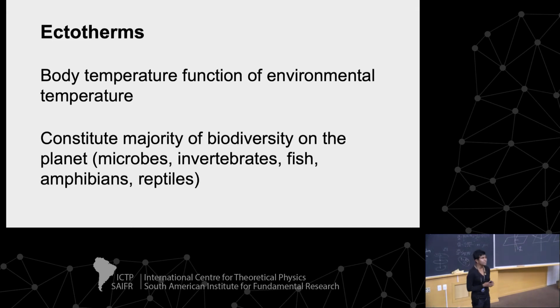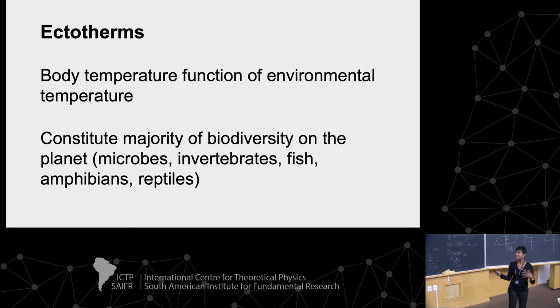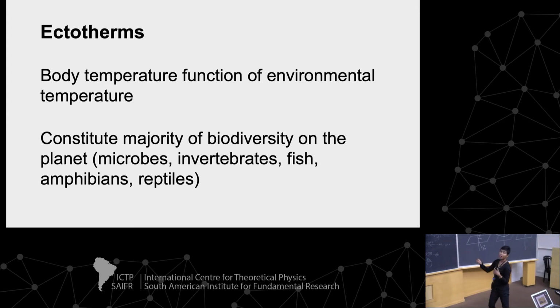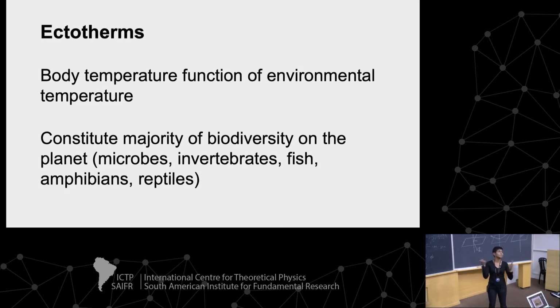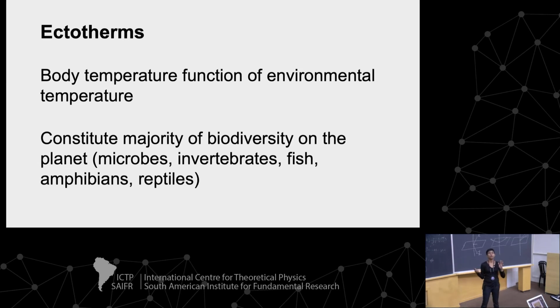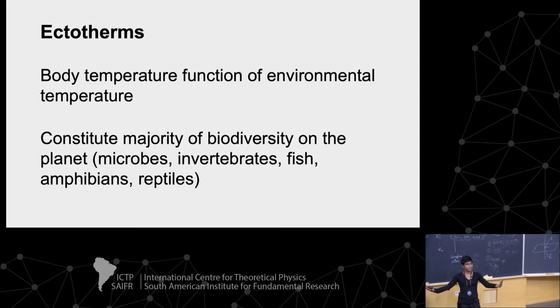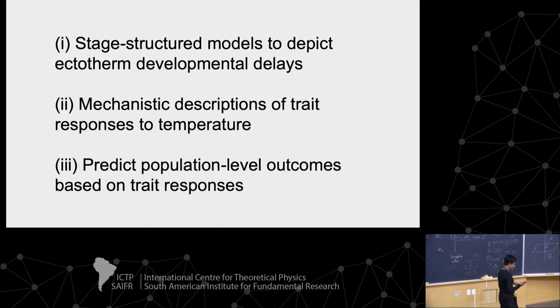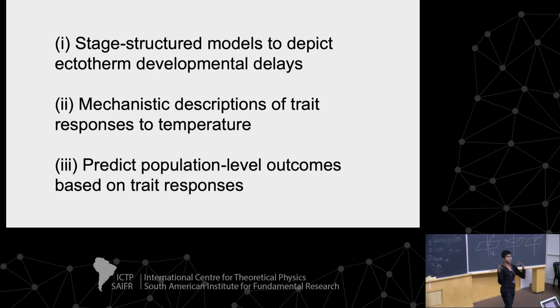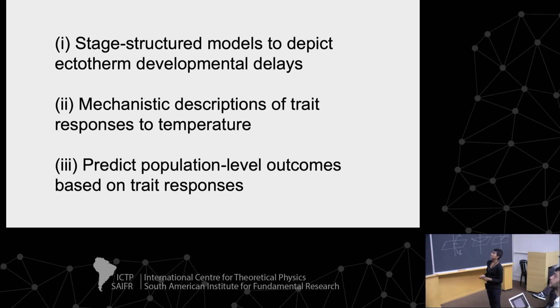We are going to focus on ectotherms because ectotherms, as we now know, are organisms whose body temperature depends on the environmental temperature, and they constitute the majority of biodiversity. They are all of biodiversity except birds and mammals, and they are the fundamental players in most of the consumer resource interactions we observe in communities. Now, I want to say a little bit about the framework, which is different because we are addressing a different problem. I am going to look at stage structured models.